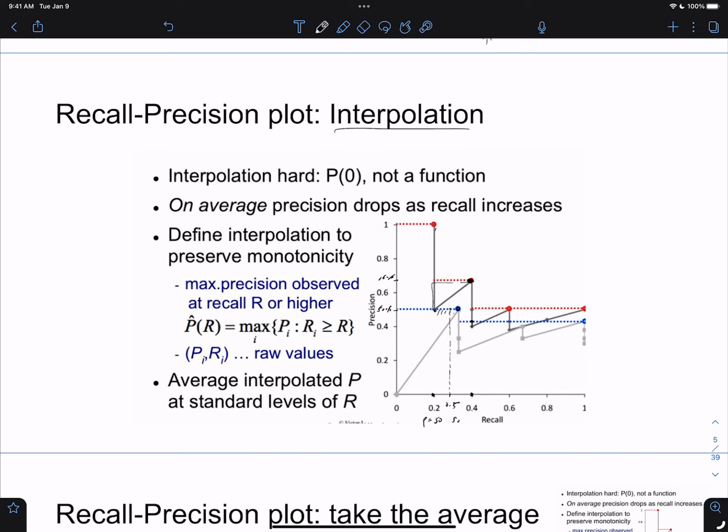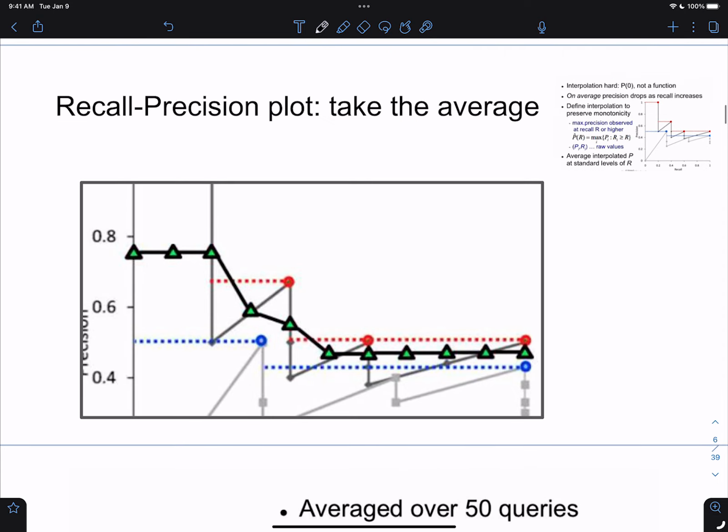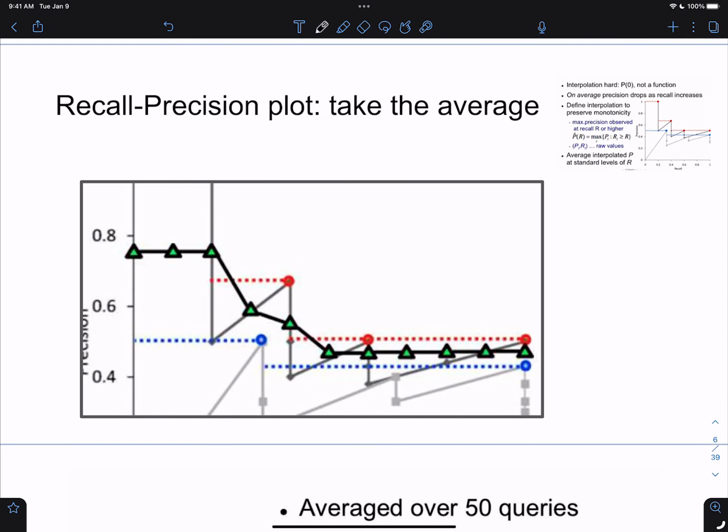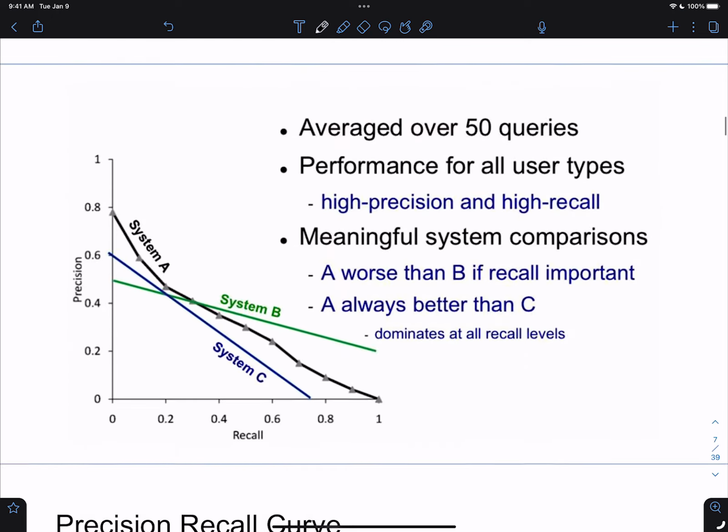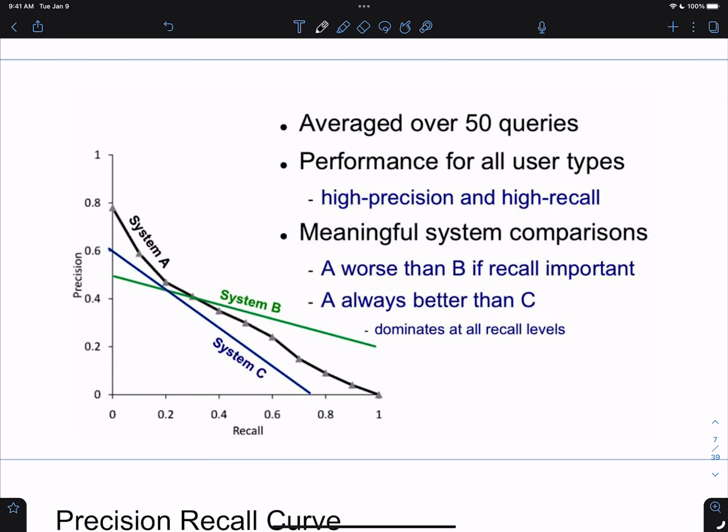Once you have this function from the interpolation, you can take the average of the curves and you get what we call a recall precision curve. This is the average of all the curves. As I mentioned, it's also a snapshot, and you'll be able to identify how well your system is performing in terms of precision and recall, and we'll go into detail as to how you can do it exactly. This is a precision recall curve averaged over 50 queries.